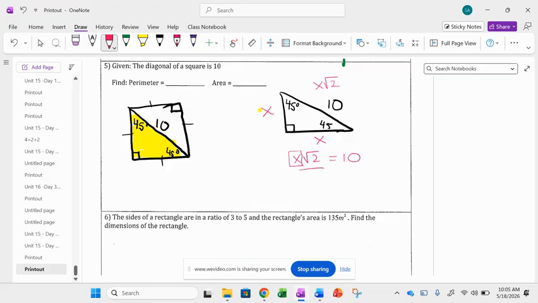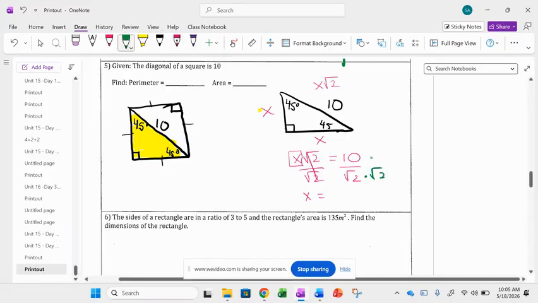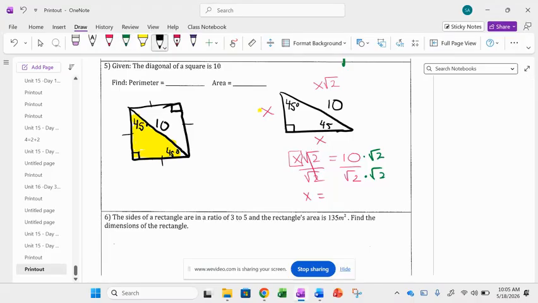Now for me to solve for x, I have to divide by the square root of 2. Am I allowed to leave a radical in the denominator? Never. So now I need to rationalize. So I have to multiply top and bottom by the square root of 2. So we are going to end up with 10 root 2 over 2, which is 5 root 2. So what does this mean? This means every side of this square is 5 root 2. I'll let you all catch up.